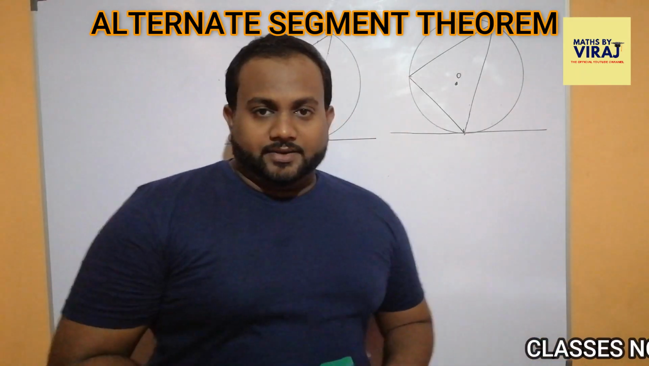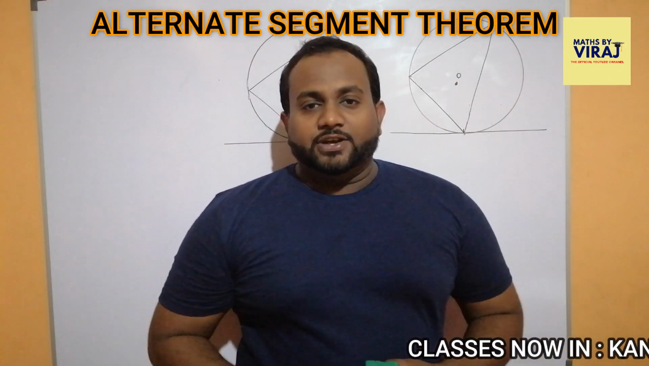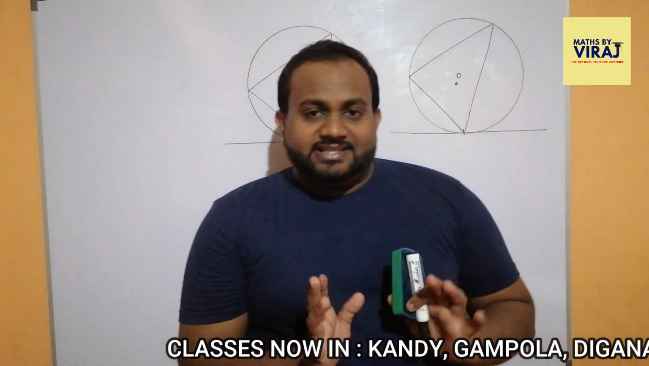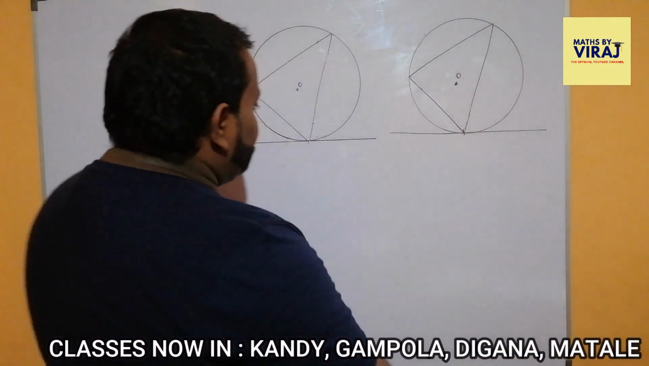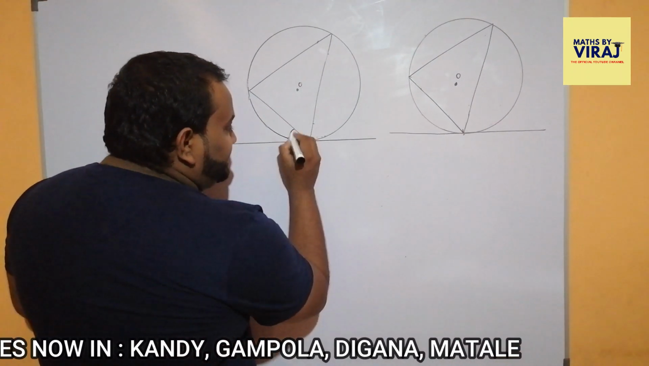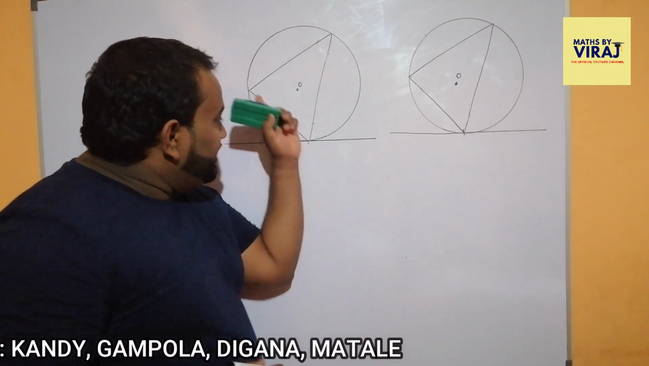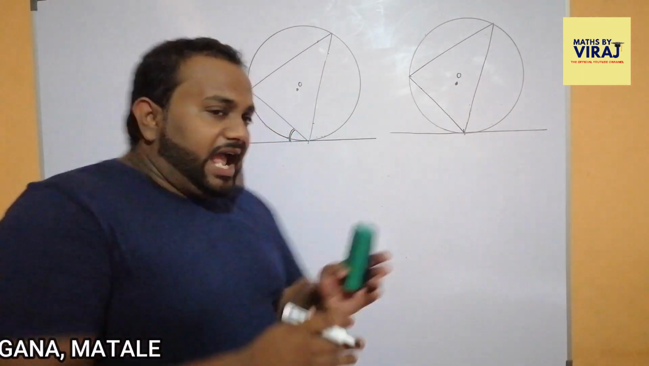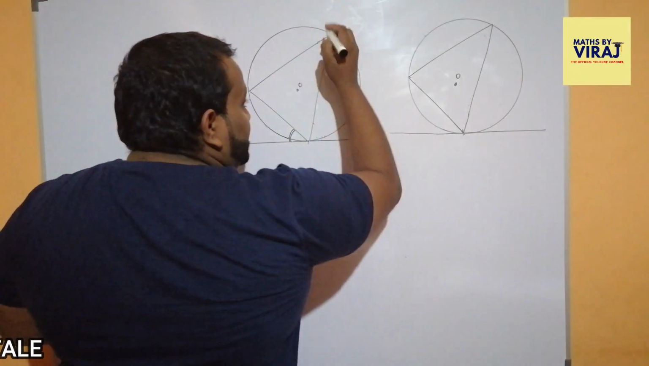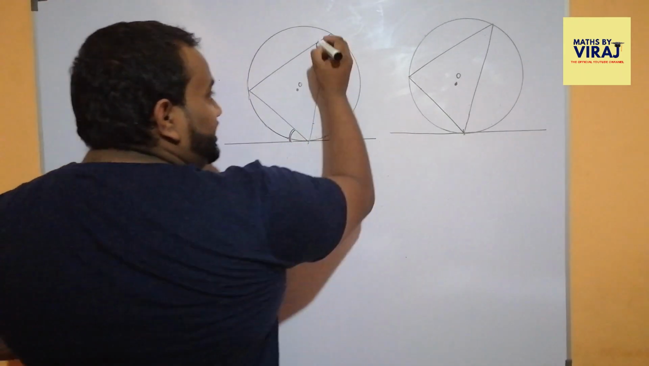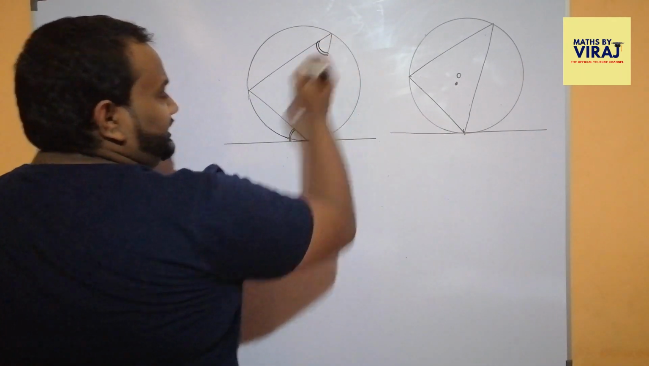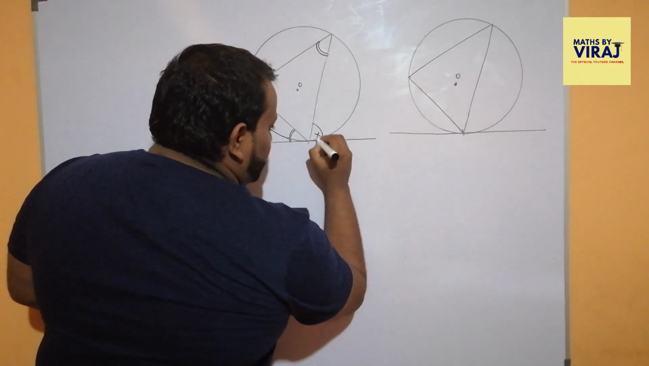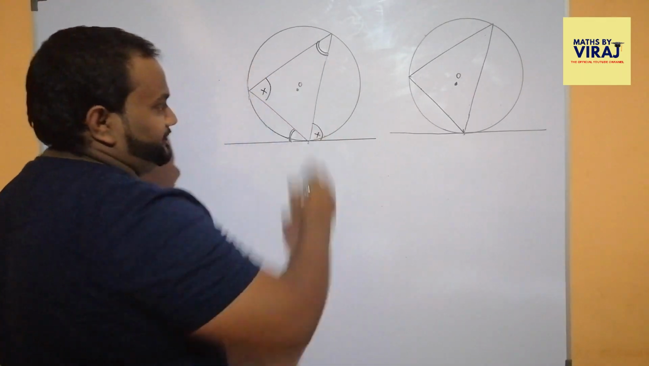Alternate segment theorem. A lot of children get confused in this theorem. The theory behind this is simply angle between a chord and the tangent is equal to the angle in the alternate segment. Right. So if that is the case, in here, it should be equal in this side as well.